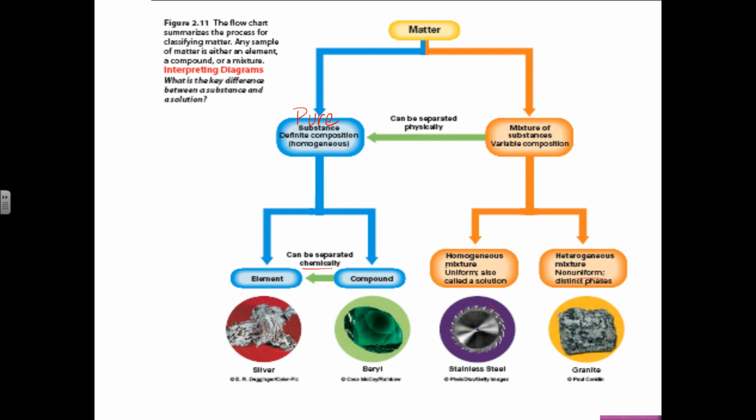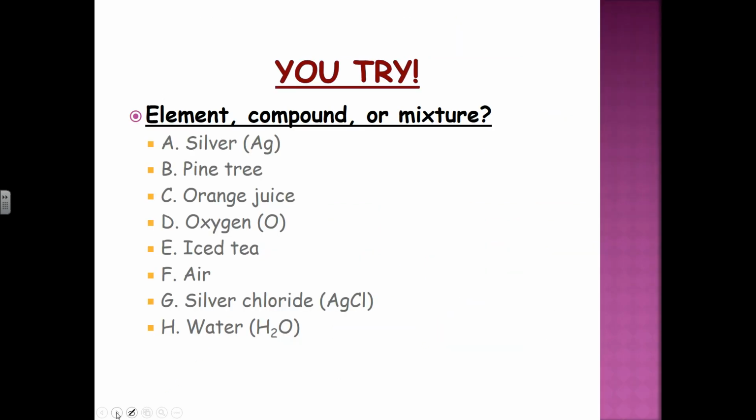A homogeneous mixture would be like salt water. If you were to have a container of salt water and just looking at it, you would not know that there was salt in there unless, of course, you tasted it. You would not see it. So it would have a completely uniform composition.